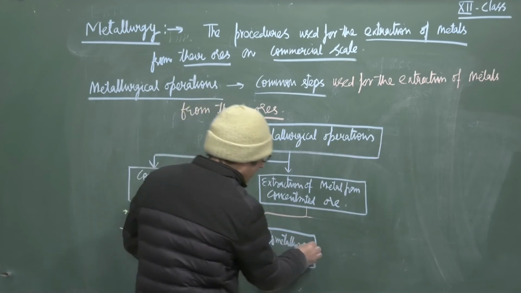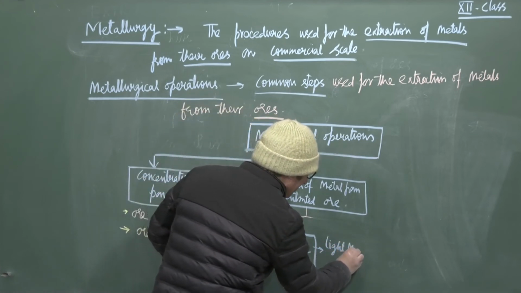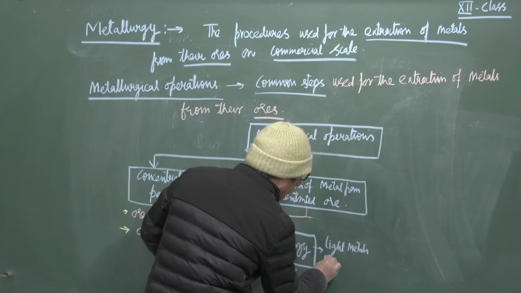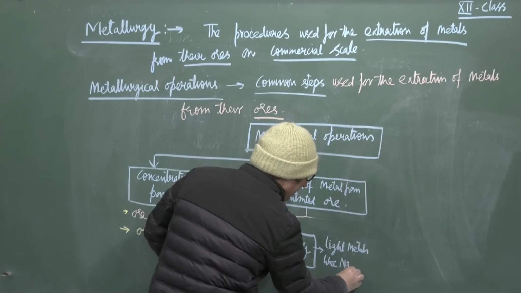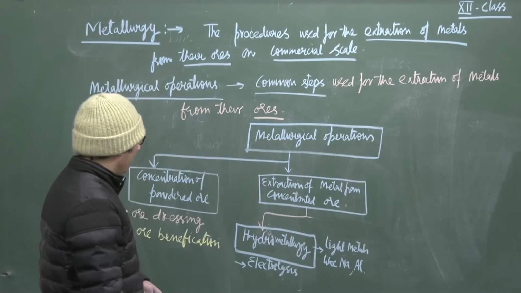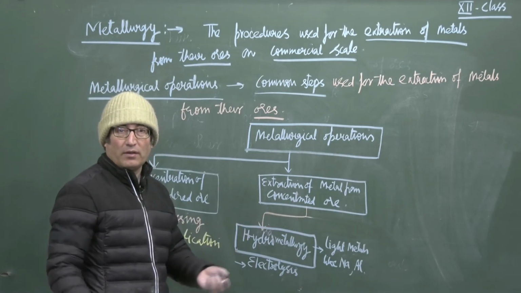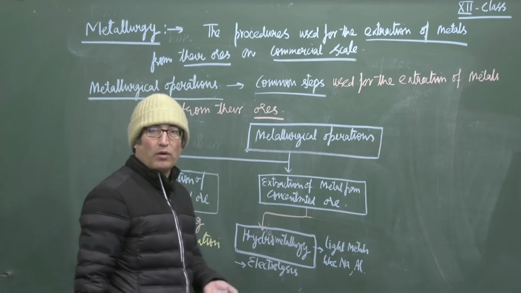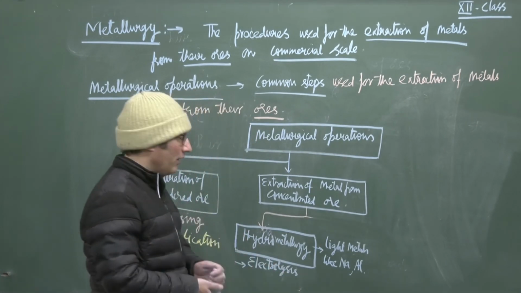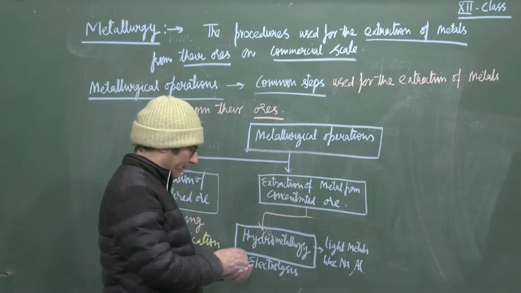This electrolysis or hydrometallurgy is used for extraction of light metals, meaning metals which have low density, like sodium, Na, like aluminium, metals like these. You know the principal ore of sodium is the common salt, which is present in seawater or in rock in the form of rock salt, and from that sodium chloride, sodium can be extracted with the help of a process called electrolysis.